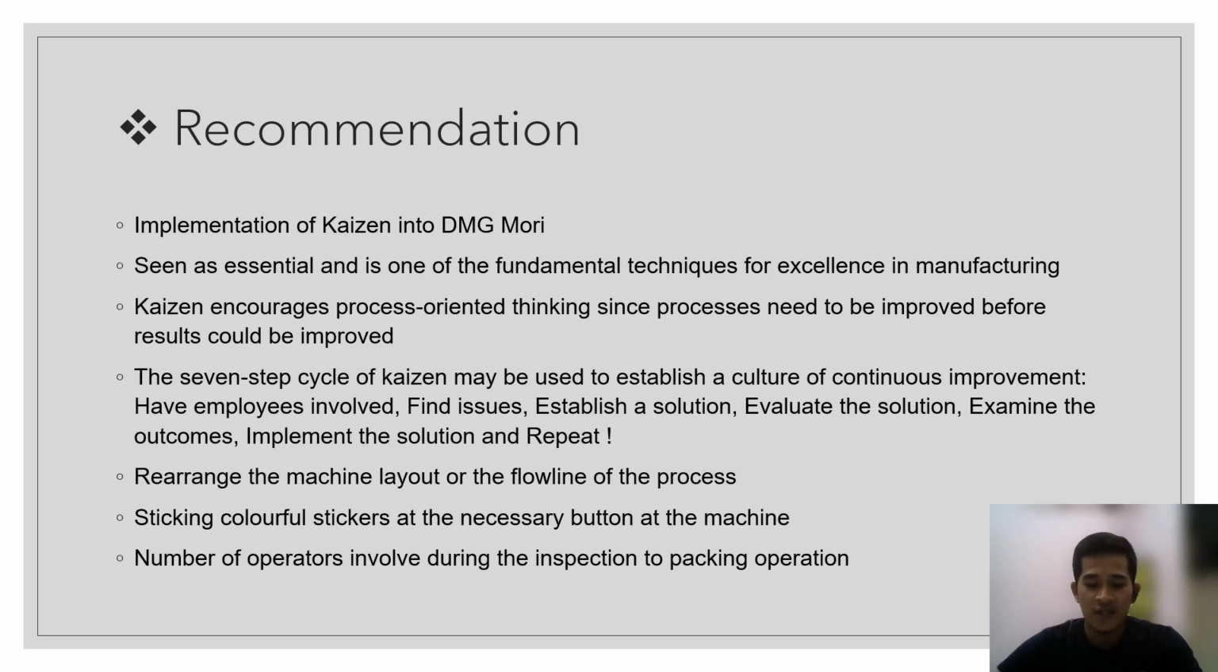Next, DMG Mori needs to determine the efficiency of the number of operators involved from the inspection to packing operation. Inspection of the product usually takes time to ensure the product produced meets the customer's requirements. If the operators involved in inspection are fewer than the operators involved in packing operation, the company may produce waste. Hence, by manipulating the number of operators during inspection and packing, for example, 4 operators conduct inspection while 2 operators conduct packing, it is able to reduce time wasting as operators are not waiting for the product to finish the inspection process.